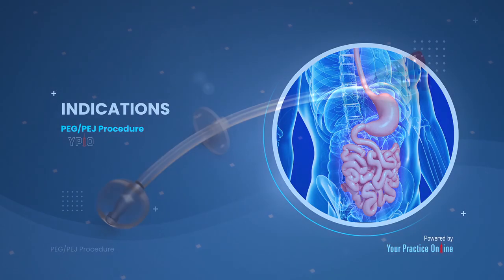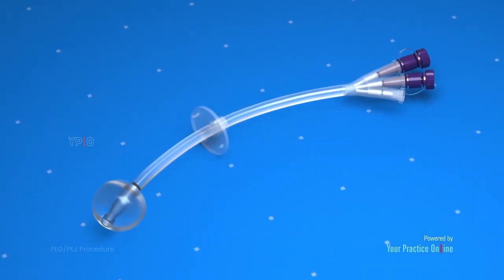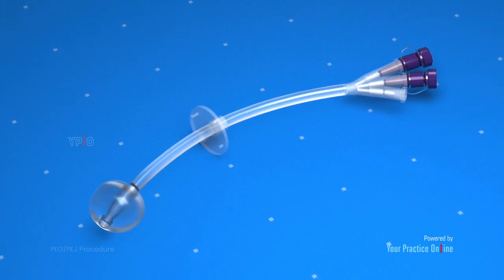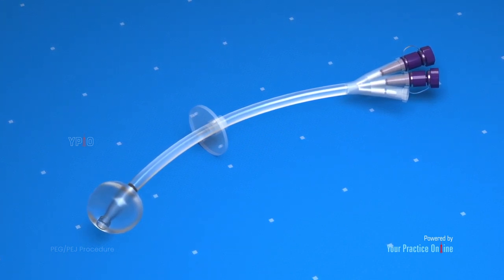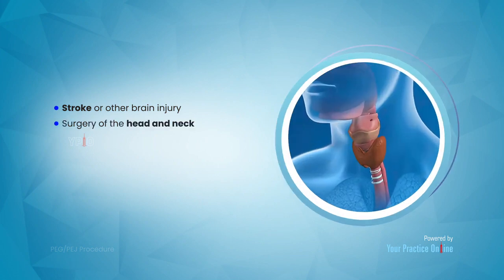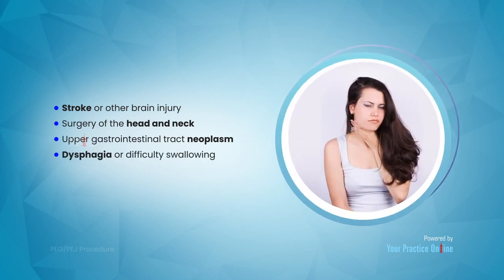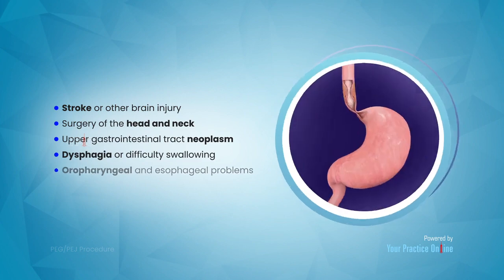Indications. PEG tubes and PEJ tubes are feeding tubes that are indicated when you are unable to eat or drink as a result of conditions such as stroke or other brain injury, surgery of the head and neck, upper gastrointestinal tract neoplasm, dysphagia or difficulty swallowing, oropharyngeal and esophageal problems.